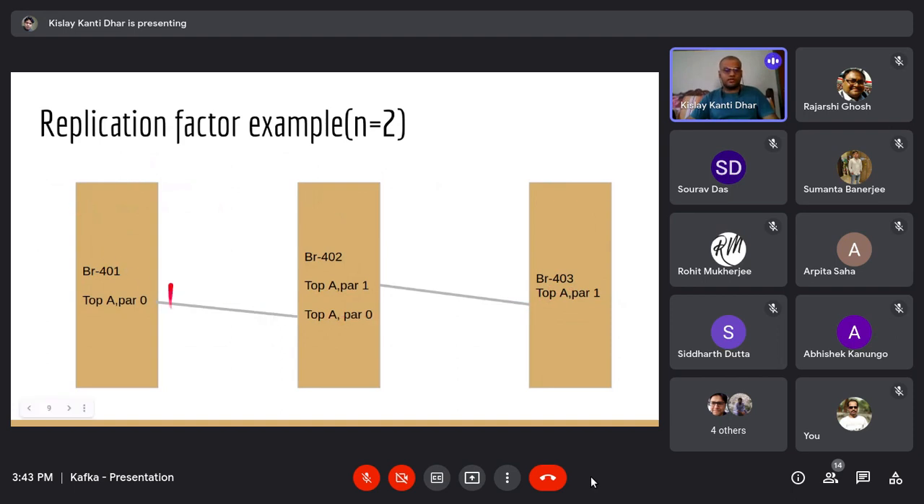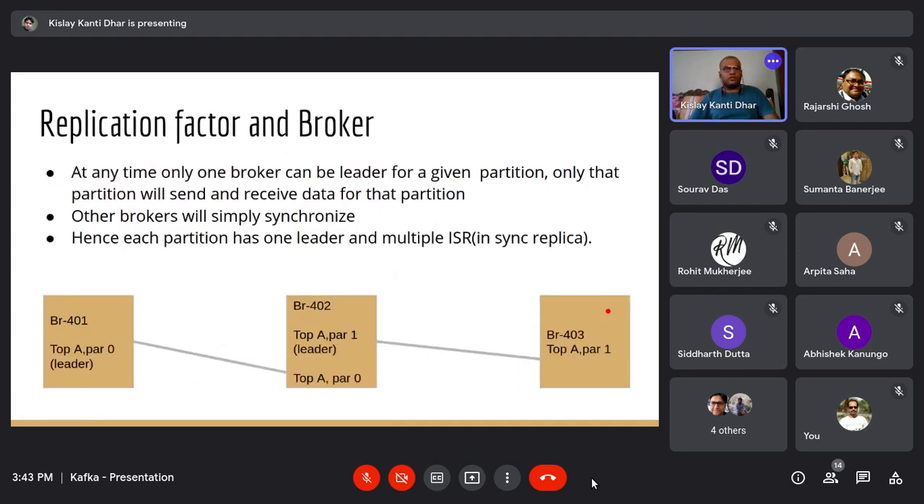Now what happens? Suppose this server falls down and this server falls down. This will still be there, right? So we can see our topic and partitions are there. We don't have to worry about this. Suppose this one falls down, these two are there. This one falls down, this one is there. And you connect to one, you get all. Simple. Okay, now replication factor and broker.